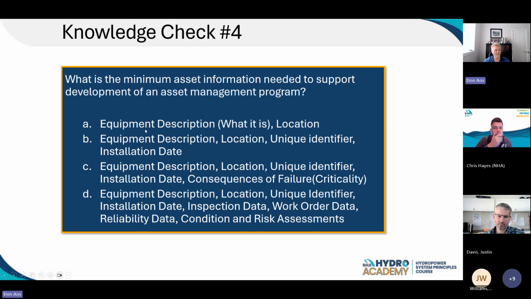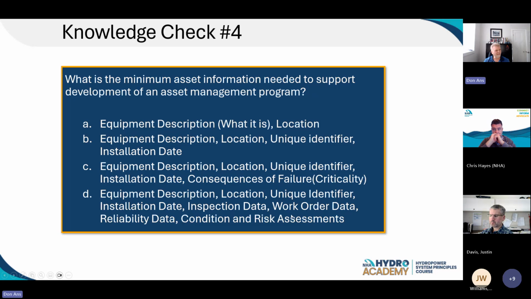Well, you need to know your equipment description. What is it? There's got to be some standardization there, right? You have to know where it is, so it's location, whether that's a functional location within the CMMS or a physical location on the GIS side. It has to have a unique identifier, and that unique identifier has to follow it through from system to system. You need to know its installation date, because your very first analysis is going to be your age analysis, right? So you have to know when you put it in. And you have to know its criticality, because that's the first thing you need to do to move forward.